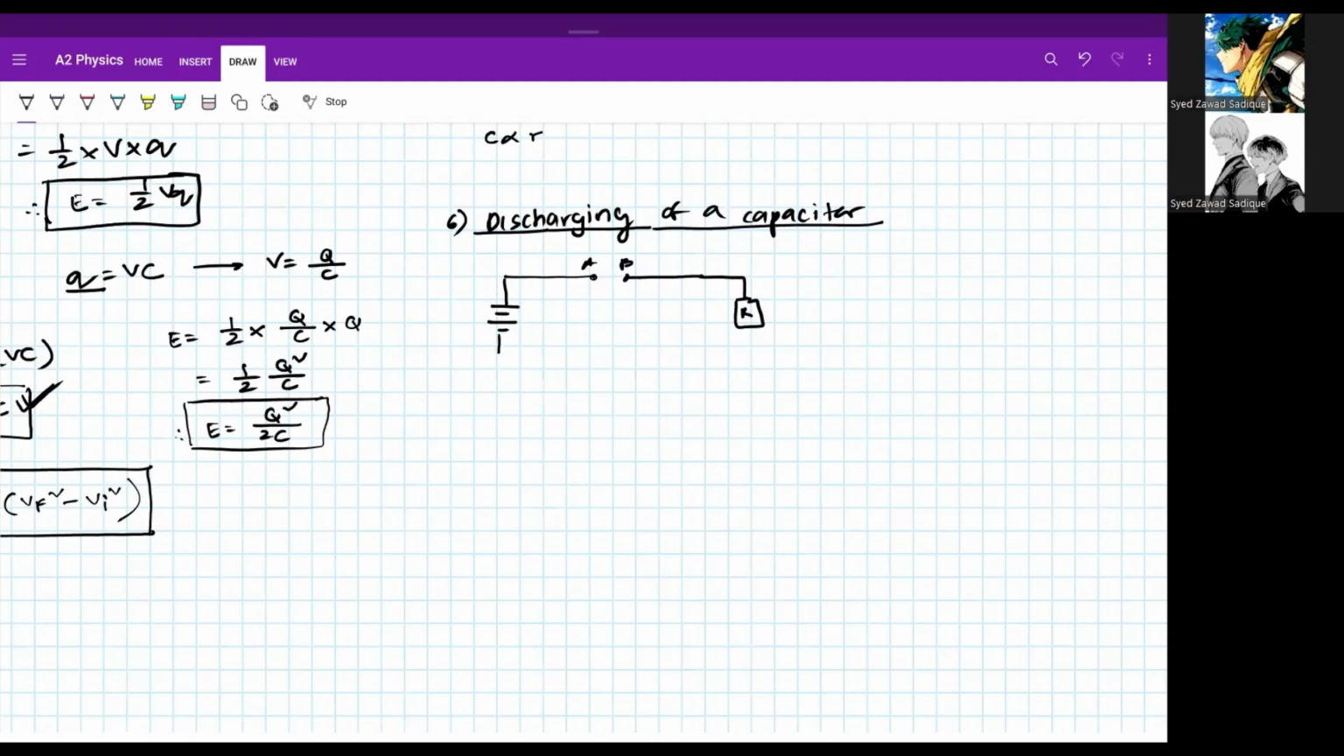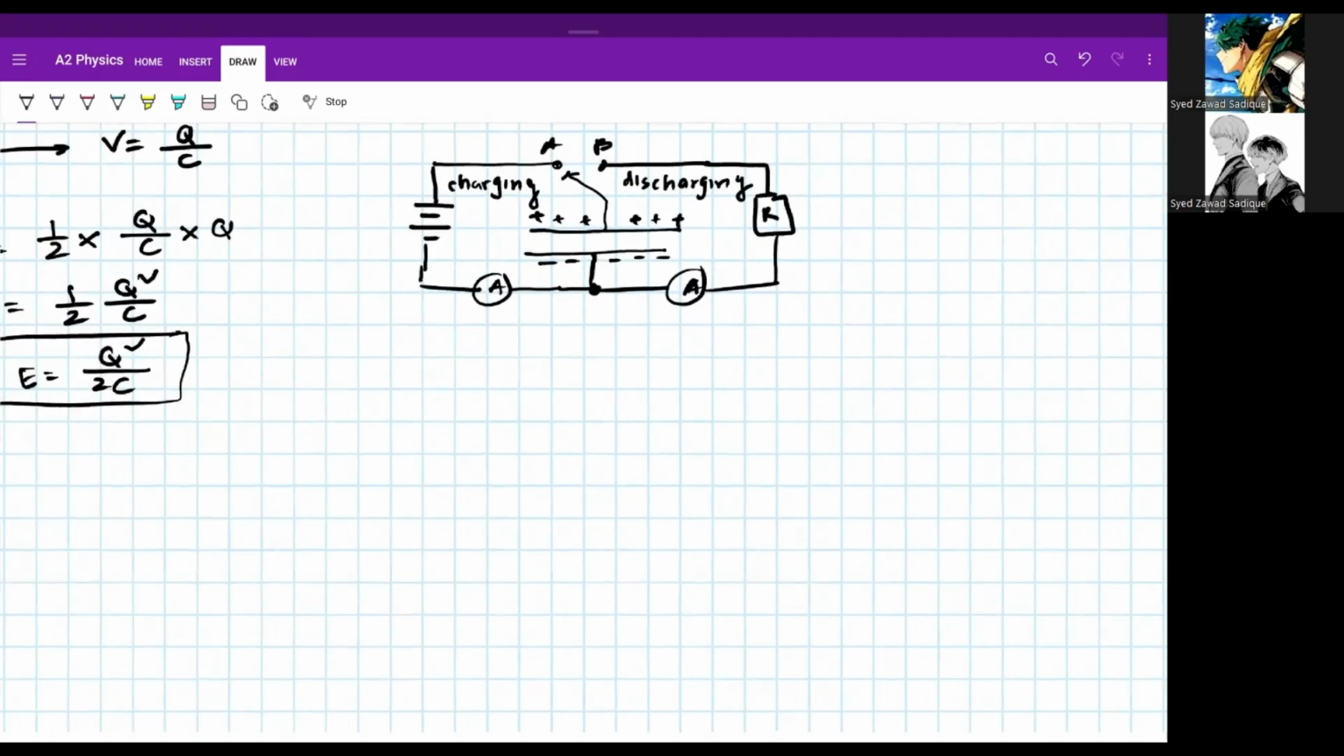Okay, this is an ammeter right here. Another point here, another ammeter. Okay, now let's just draw a capacitor here and here. So this is minus and this is plus. Okay, now, all right. So the left side is charging, the right side is discharging. Okay, now it's very simple. Basically, you have to follow a few formulas.